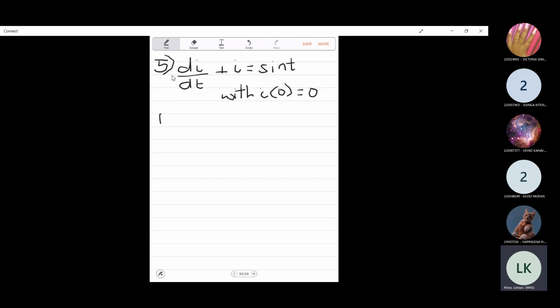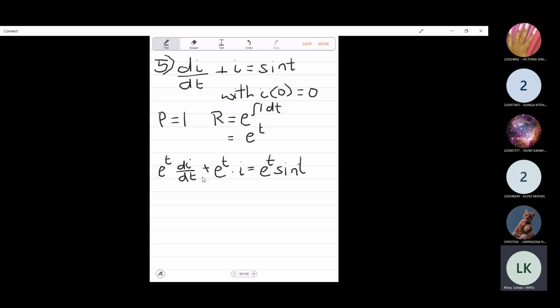We just need to work out our integration factor. So P here is equal to 1. Okay, so that's the only function of t that we have here. So our integration factor will be e to the integral of 1 dt. So this is e to the power of t. Then this e to the power of t, we multiply it throughout. We have e to the power of t di/dt plus e to the power of t times I is equal to e to the power of t sine of t.